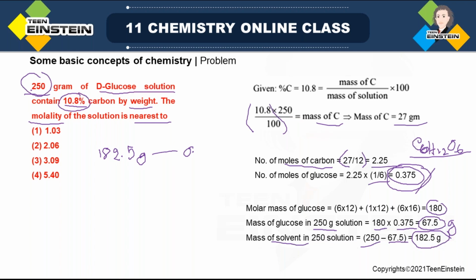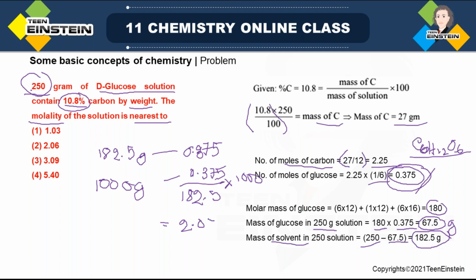Now we can say that 182.5 gram of solvent is containing 0.375 moles of solute. But we should know the number of moles of glucose present in 1000 gram. So that is why 0.375 divided by 182.5, and then it should be multiplied by 1000. So this will give you a value near about 2.05. So it is matching with which option? It is matching with the second option.